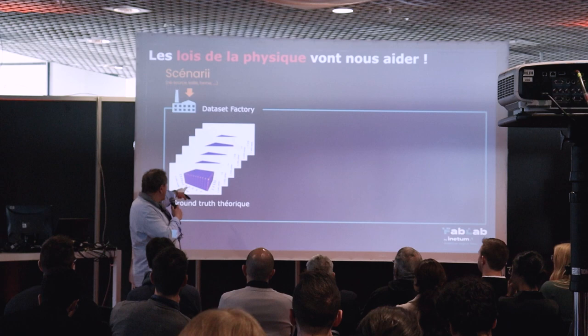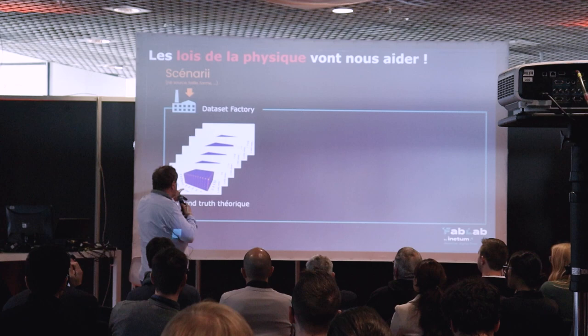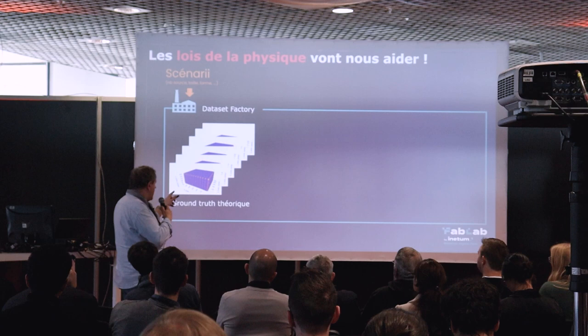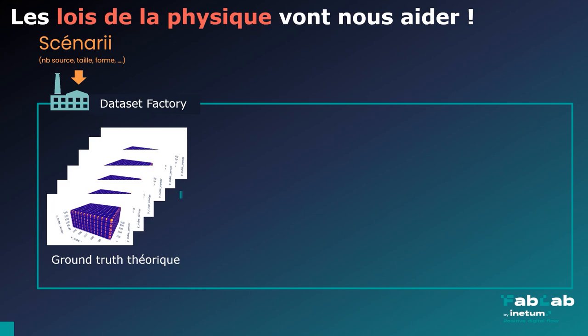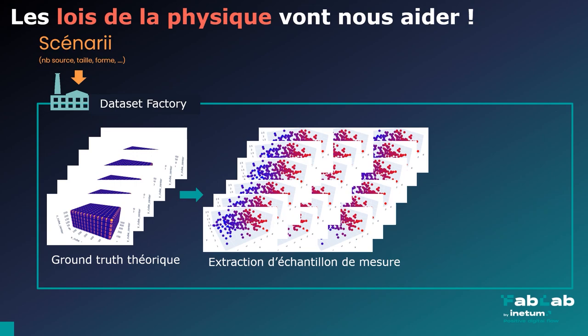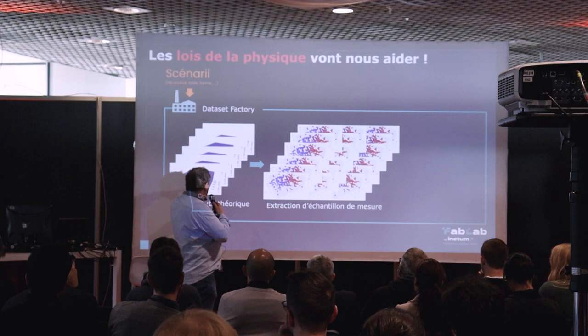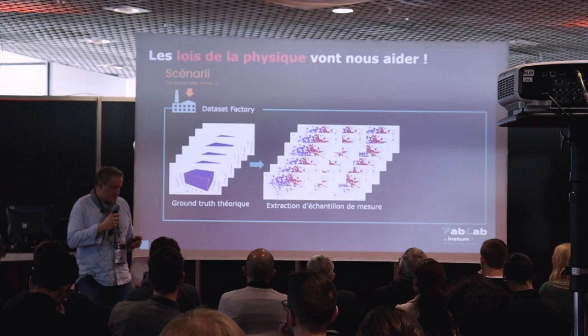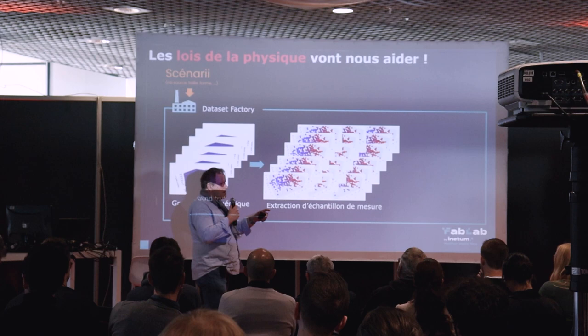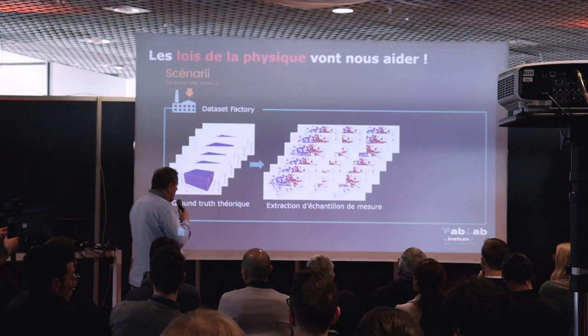Theoretically, we have the radiation measures for each voxel of the place. The second step of the dataset factory is getting samples of that as if a human had taken these measures in the real place. We take some points randomly, but following a theory that is plausible, credible as a data capture in real life. And then we have our datasets.